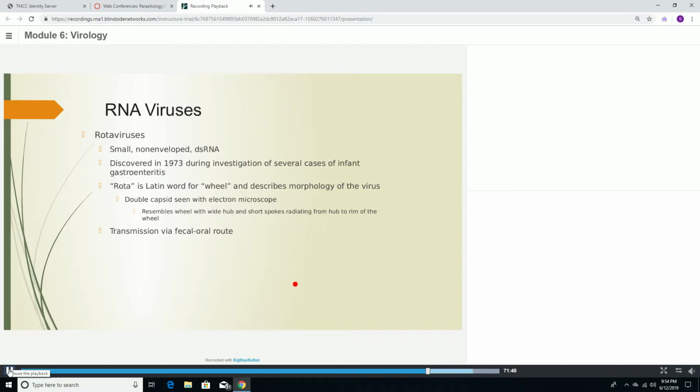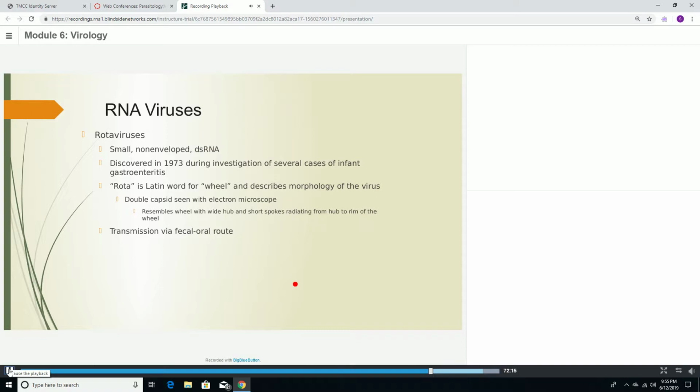Okay, so I'm just going to breeze through these last 20 slides because these viruses are noteworthy, but they're not that important. So we have RNA viruses continued. We have rotaviruses, which are small, non-enveloped, double-stranded RNA viruses. They were discovered in 1973 during an investigation of several cases of infant gastroenteritis. Rota is the Latin word for wheel, and it describes the morphology of the virus. So it's a wheel-shaped double-stranded RNA virus.